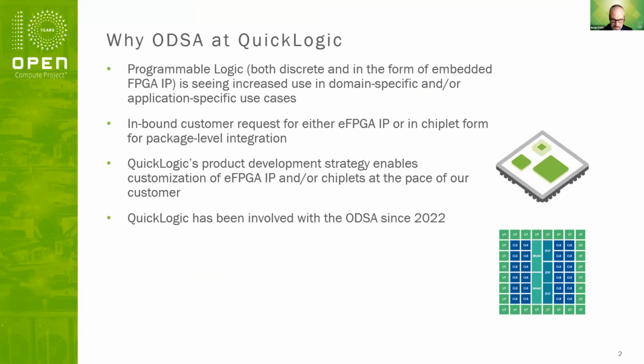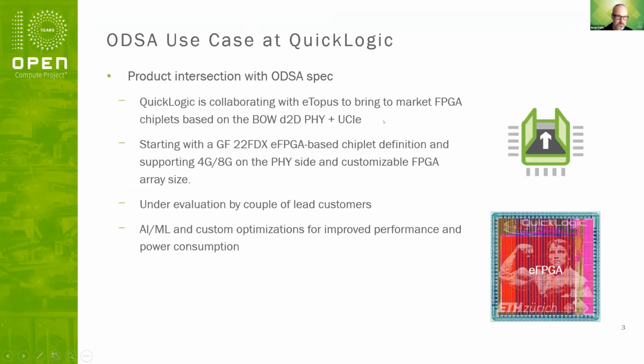And so we were getting inbound requests for how we might blend our embedded FPGA or make it more conducive to integration in chiplets for our customers. That's part of our strategy now, to engage in that way on these products. And as such, we've been involved with the ODSA since 2022. What you can see in the bottom right is a graphical representation of what an embedded FPGA core is. It's essentially a bunch of programmable gates, RAMs, and DSPs that customers can integrate into their ASIC design. Okay, let's go to the next slide.